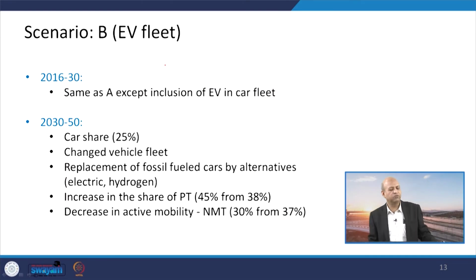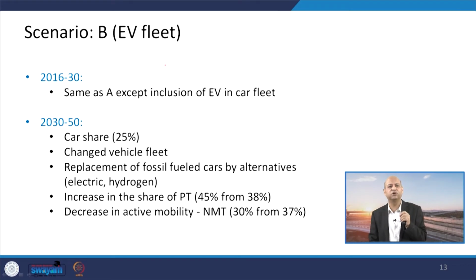When we talk about scenario B, that is the EV fleet or electric vehicle fleet, then 2016 to 30 is the same as the BAU scenario, except for the inclusion of EV in the car fleet. So, that is the thing which we should consider. And for 2030 to 50, basically the car share is 25%, okay, and the changed vehicle fleet is there in terms of different modes, and the replacement of fossil fuel cars by alternatives like electric or hydrogen fuel cell, something like that, is also considered. In the BAU scenario, that has not been considered.